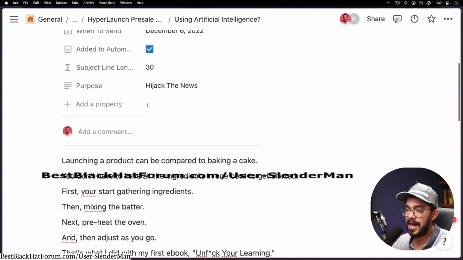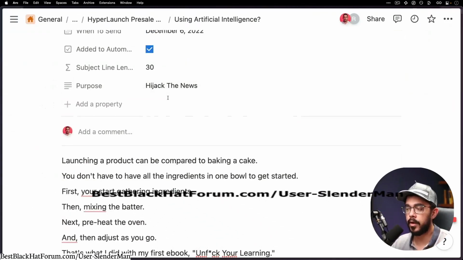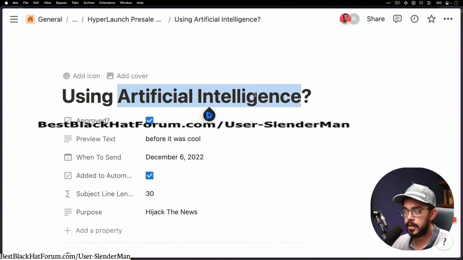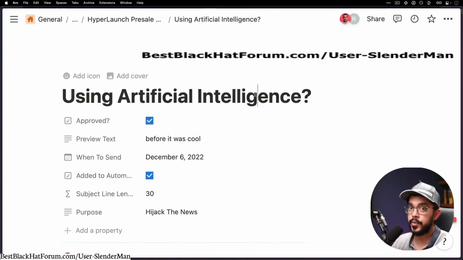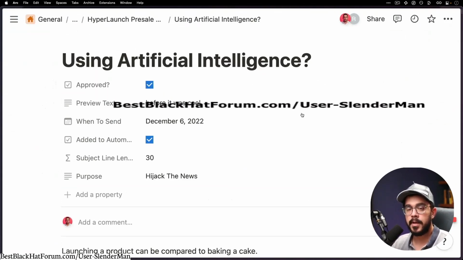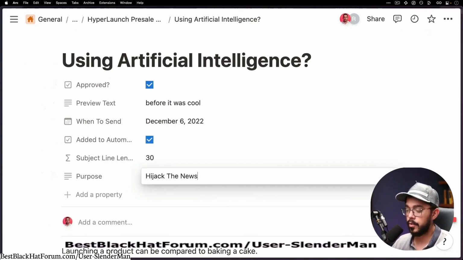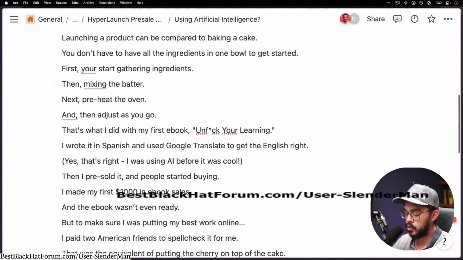And the great thing about hijacking the news is that the news are top of mind. So you don't have to do a lot of work. As soon as people see artificial intelligence in the headline or in the tweet or in the promotional post or the story, they'll pay attention because it's there. They're thinking about it. And what you're doing is hijacking the news. So that's the other type of email that I use to persuade.